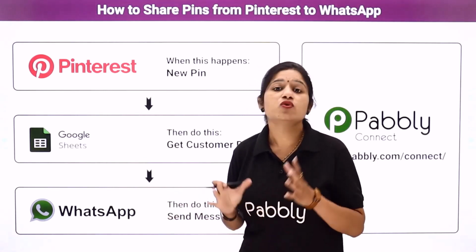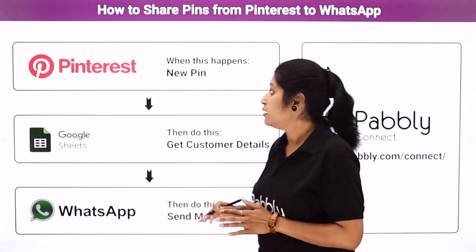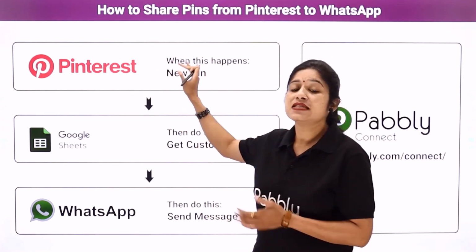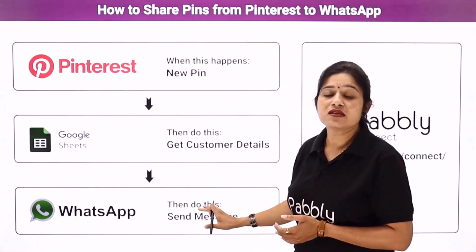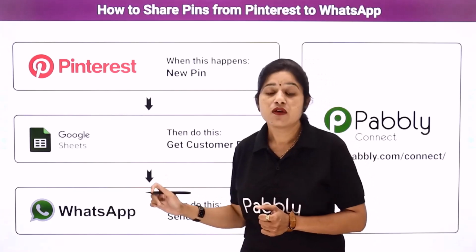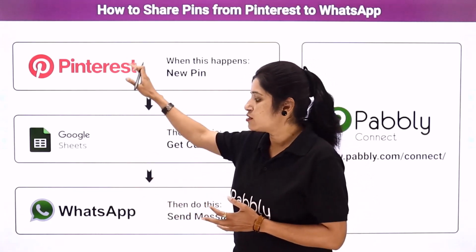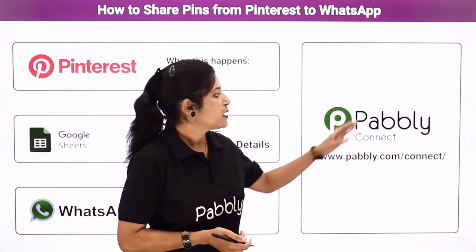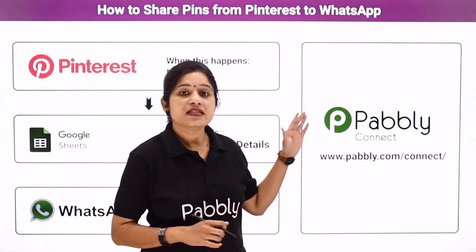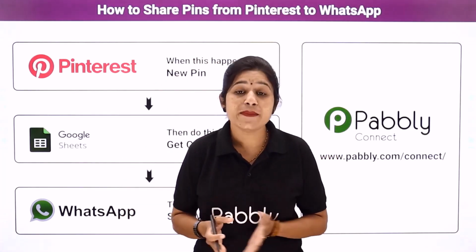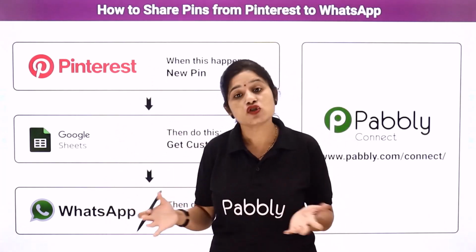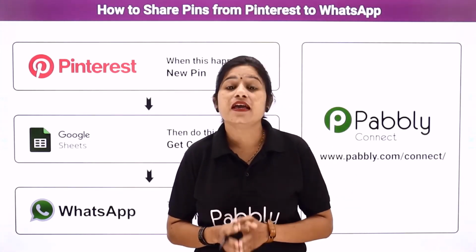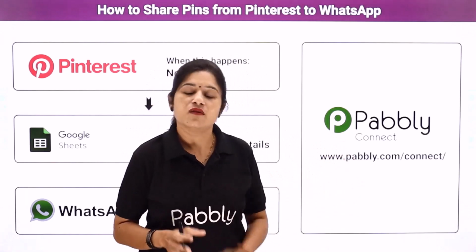The second option is you can create an automation by which you can easily share your Pinterest pin, the new pins that you create in your Pinterest account, automatically the same pin will get shared to all your customers on their WhatsApp number automatically. For this, we need to create a connection between Pinterest, Google Sheets and WhatsApp. So in order to create a connection, we are going to use a software application named Pabbly Connect. So basically, Pabbly Connect is an automation and integration software which will help us in integrating all these software applications automatically. The best part here is it doesn't require any coding skills or programming knowledge. Even a non-technical person can use this software application very easily.